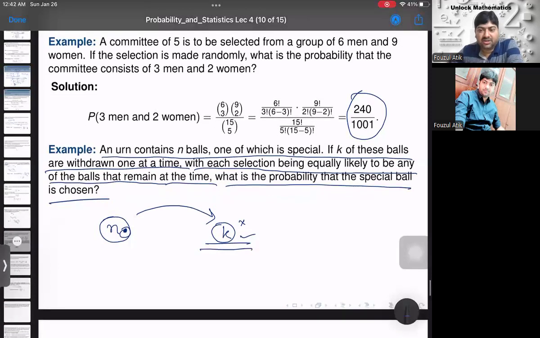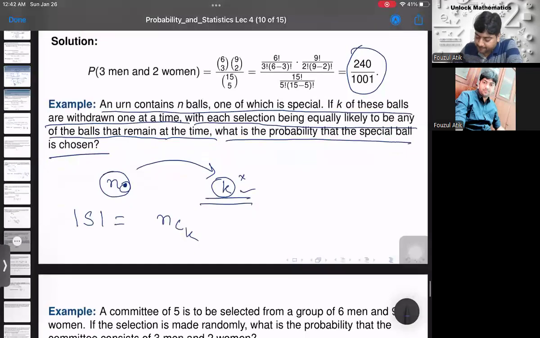Yes, first you tell me how many ways you can select k balls from a set of n balls in the urn. It is definitely nCk ways you can select. So this is the total number of outcomes. That means the cardinality of the sample space, capital N value.